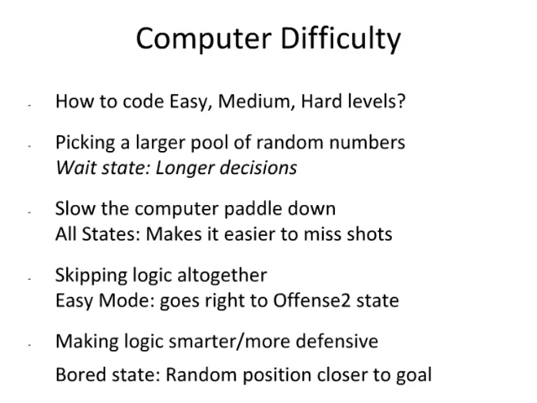All the states, we could just slow the paddle down, and that's one thing I did. So moving that paddle a little bit slower for the computer will make it easier to miss shots. We could skip logic altogether. So on easy mode, I just jump right into the offense state where I hit the puck, and I don't do that first step of moving the puck behind it. So it's going to result in more own goals against the computer.